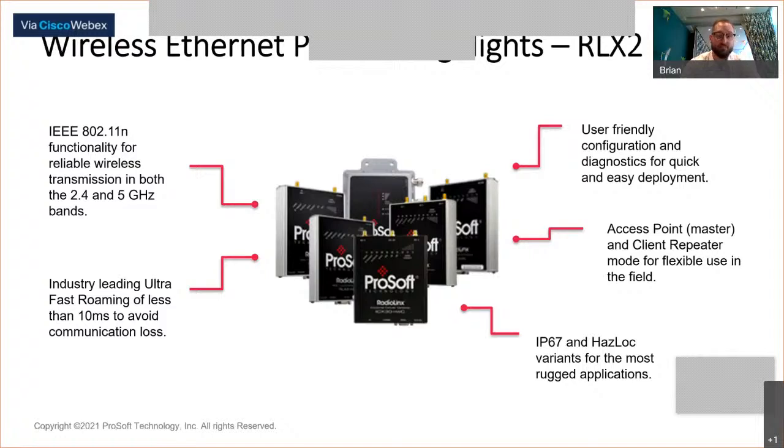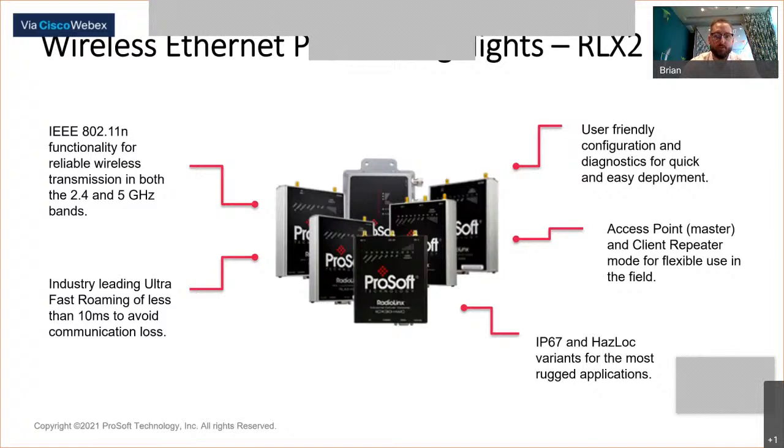We also offer access point mode, client mode, and repeater mode in all of our radios. So with one part number, you can engineer a point-to-point application, a mesh application, or roaming application. And of course, to ensure reliability, these things are hardened, they're easy to use, they're easy to deploy, they're easy to troubleshoot. All of this is important in these applications.